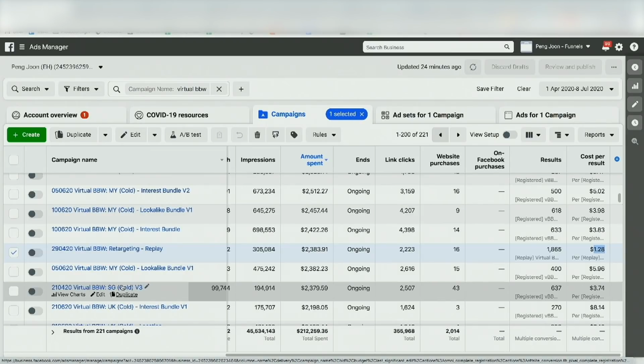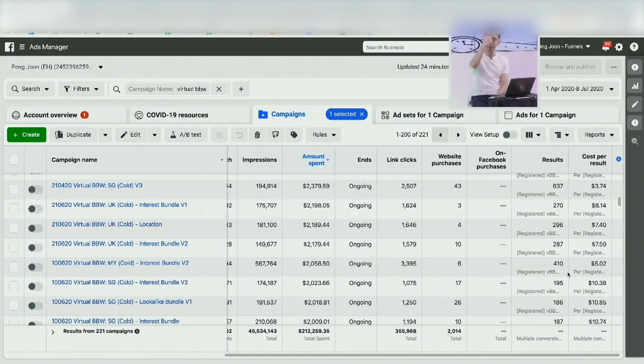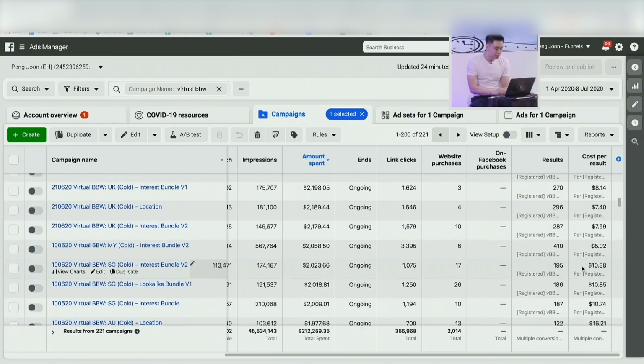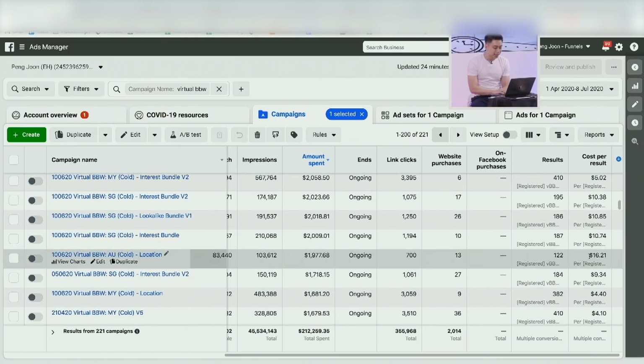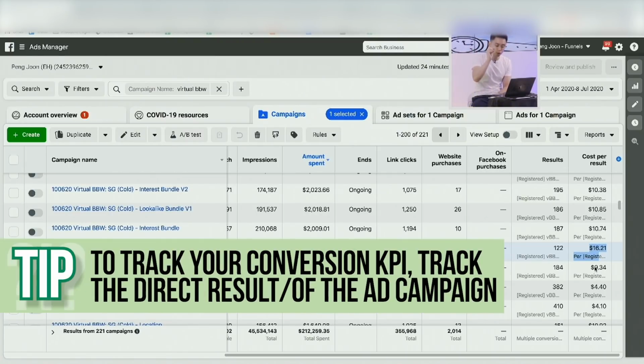So as I go through this example, notice that because I've got my pixel installed and because I've got my conversion code installed, I am now able to pinpoint to the T exactly how much it cost me to get a registrant. So notice, I'm not talking about a sale just yet. So what does this mean for you? Your takeaway here is to understand that when you track, you want to always track the conversion that is closest to your ad. Not to your sale, but to your ad.